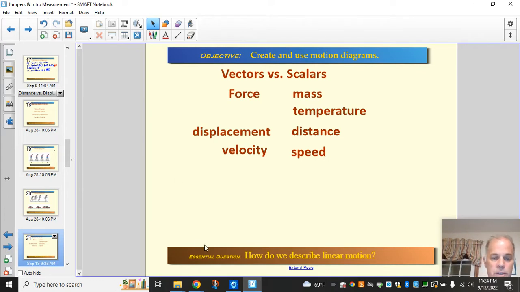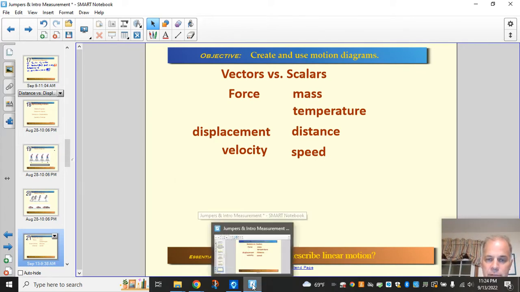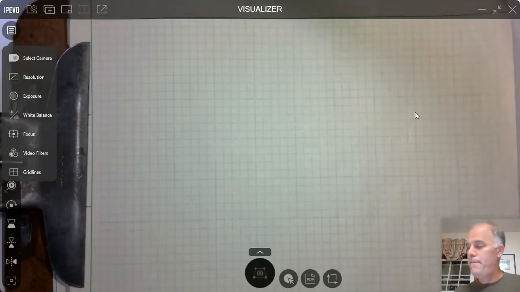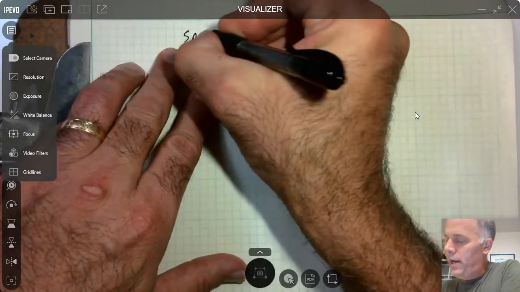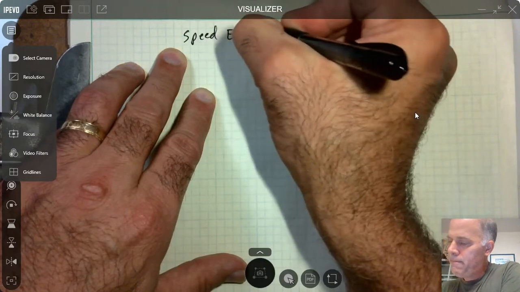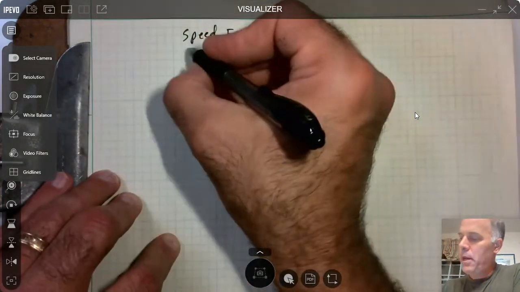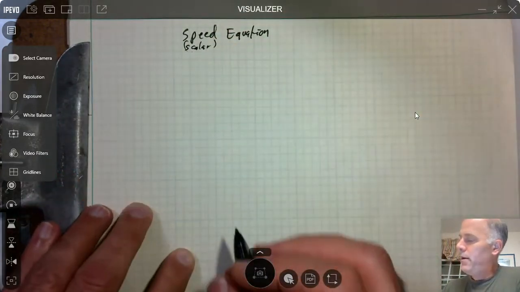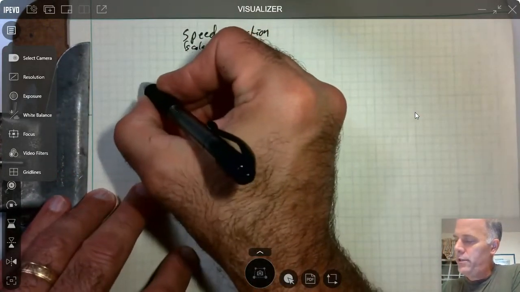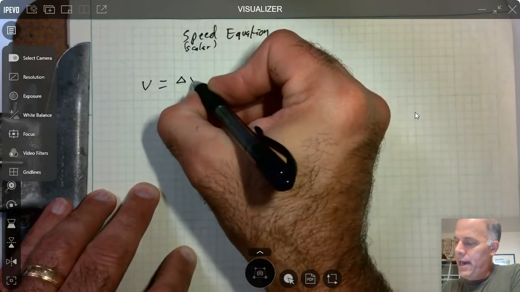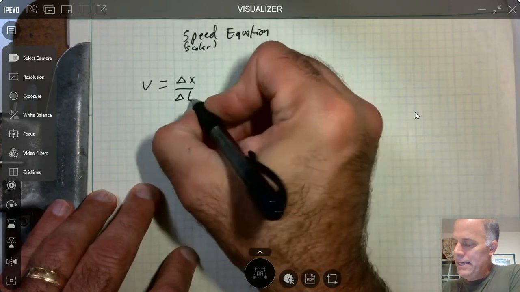Okay, so let's see, what does this look like? Because we have speed and velocity equations as well. So let's go to here. We will expand this out again. Okay, so speed equation. Keeping in mind that this is the scalar quantity. That's the scalar. And here it is. The speed equation is v is equal to delta x over delta t.